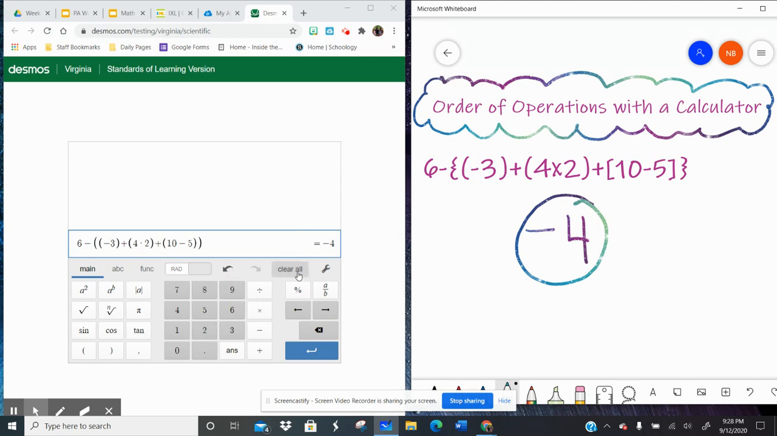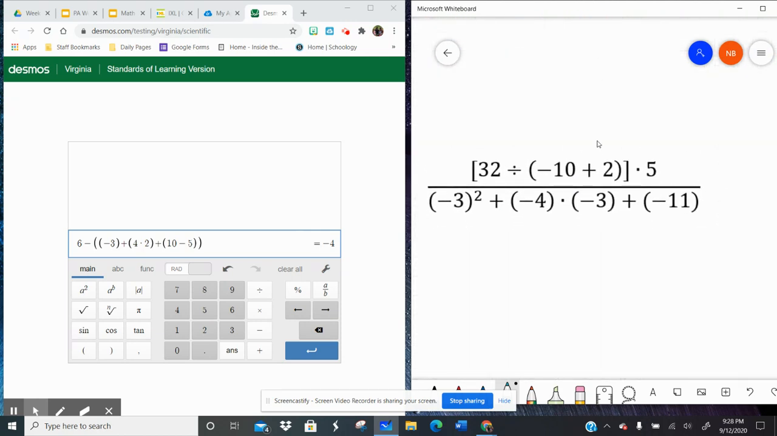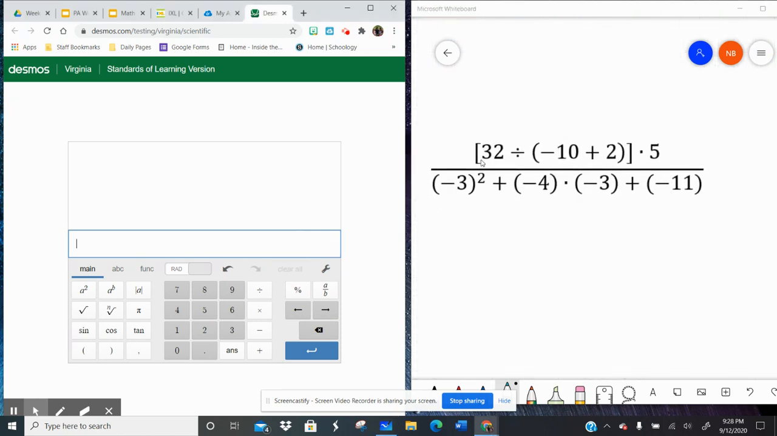All right, now we're going to get crazy and do one with the fraction bar. So now I have 32 divided by -10 plus 2 times 5 divided by -3 squared plus -4 times -3 plus -11. So this problem is going to get pretty crazy looking in your Desmos calculator. So in order to get a fraction bar, first you want to hit the division symbol, and that'll give you that long fraction bar. Just know anytime you type in divide by, it's going to give you a fraction bar. So this is going to look pretty crazy here in a minute.